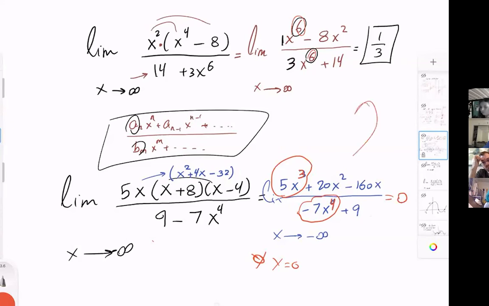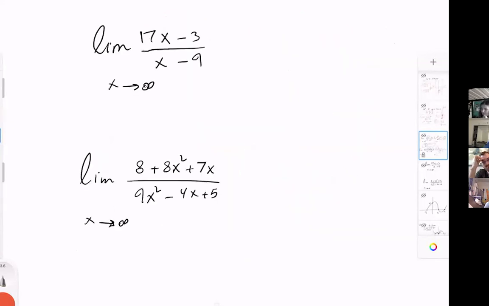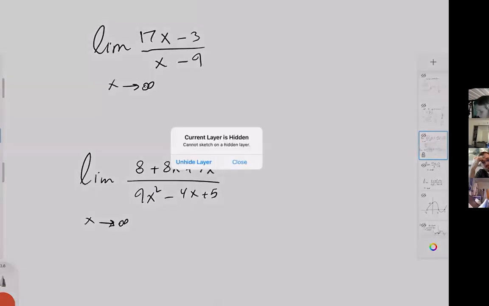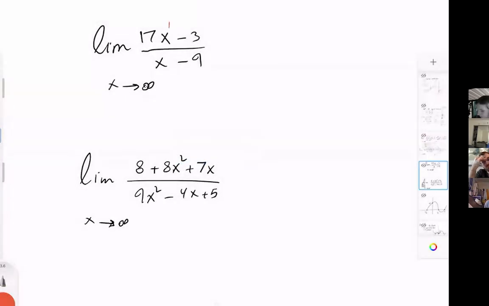You guys should love this type of question for next year. Another limit. This degree is 1. This is 1. So the answer is 17.